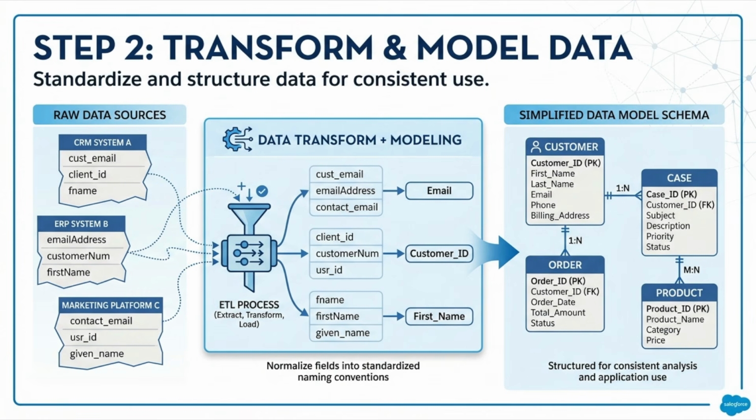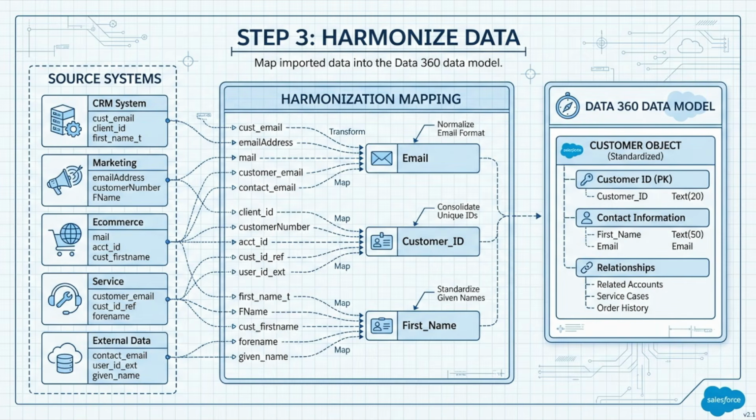2. Transform and model data. Once data is in, it needs structure. This is where the data model comes in, a standardized way to organize data elements and relationships. 3. Harmonize data. Harmonization is mapping imported data into the Data 360 data model so it can be used consistently. This is basically: different systems call the same thing different names, so let's map it into one standard structure.